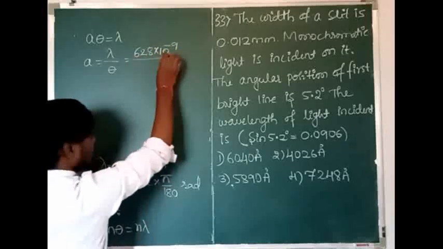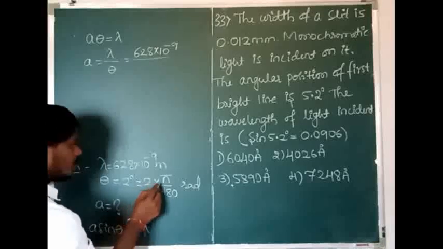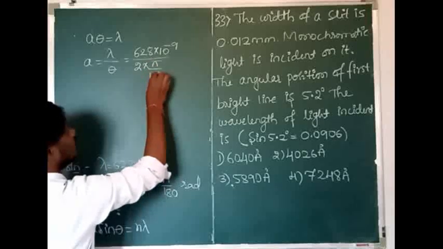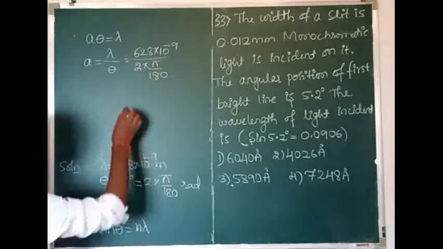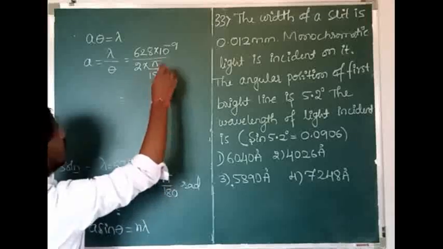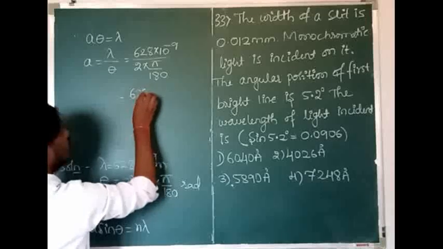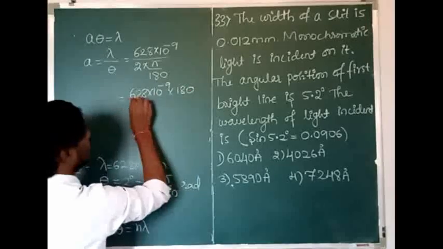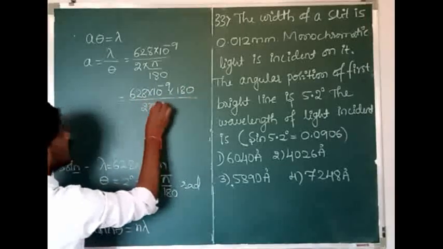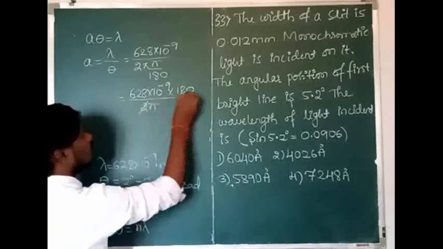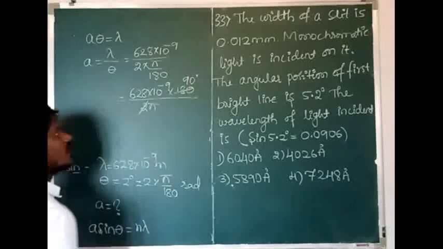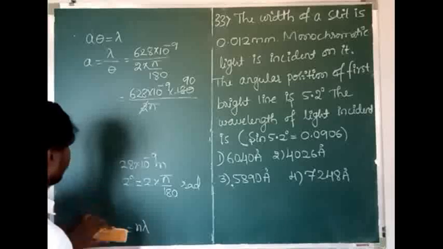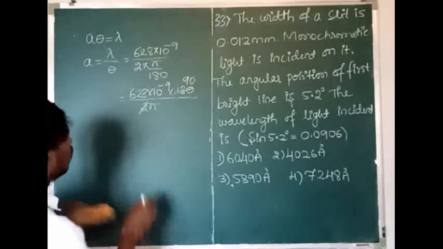What about theta here? Theta is nothing but 2 into pi divided by 180. Then I will take 180 to the numerator. 628 into 10 to the power of minus 9 into 180 divided by 2 pi. 2 ones are 2, 90 twos are 180. Okay, that is 180. Then what is the value of pi? Value of pi is 3.14.